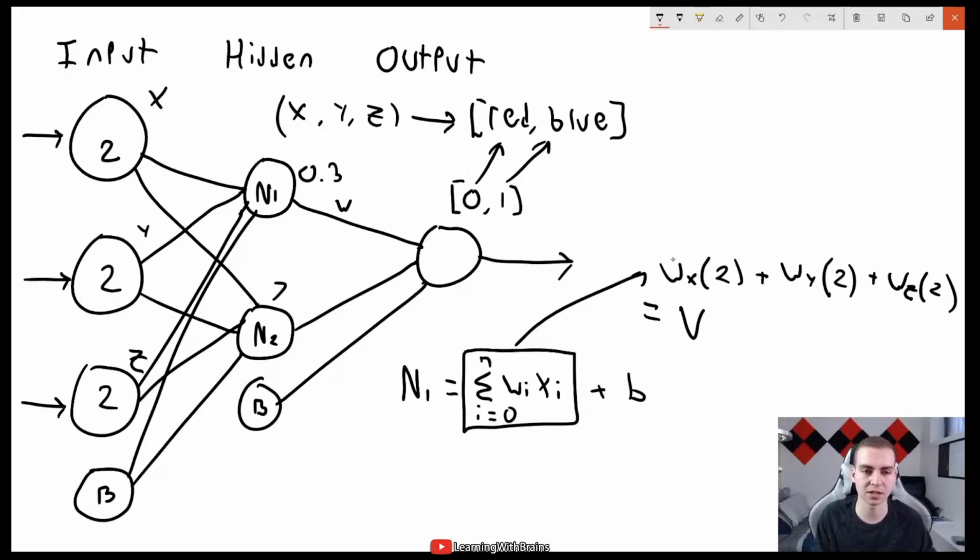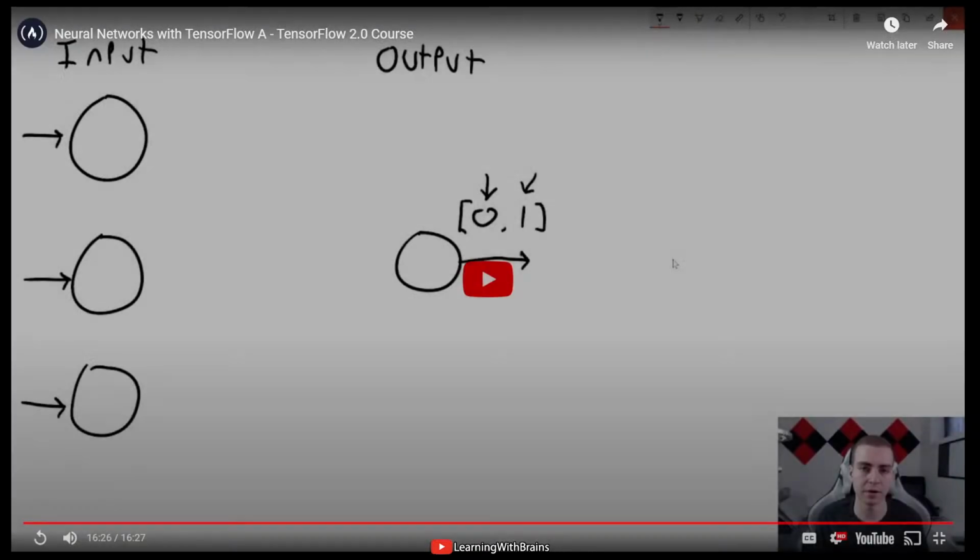So we take the weighted sum of this value times its weight, and then we take the weighted sum of this value times its weight, plus the bias. This is given some value here, and then we can look at that value and determine what the output of our neural network is. So that is pretty much how that works in terms of the weighted sums, the weights, and the biases.